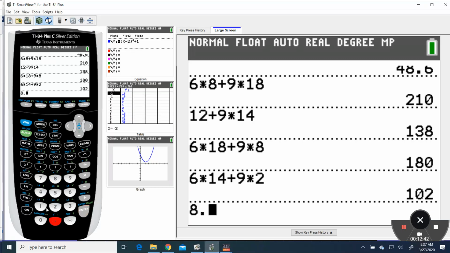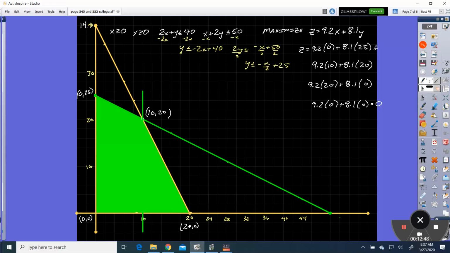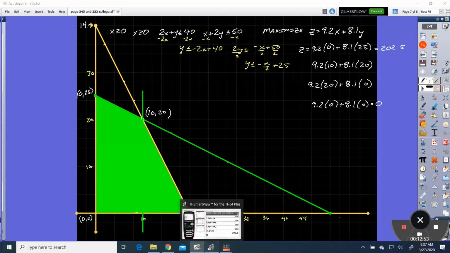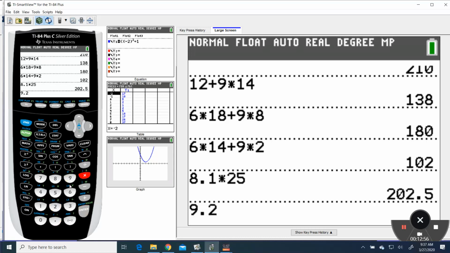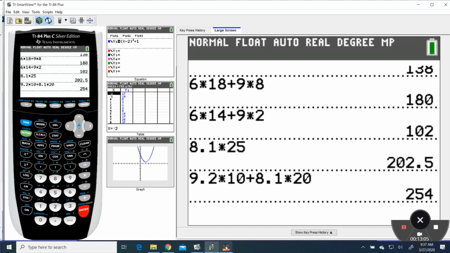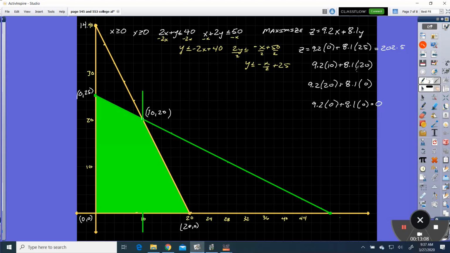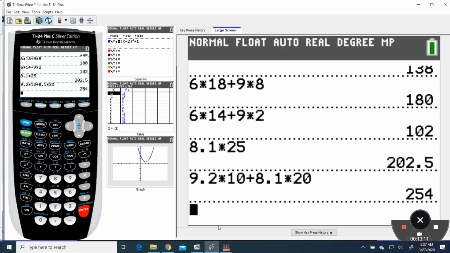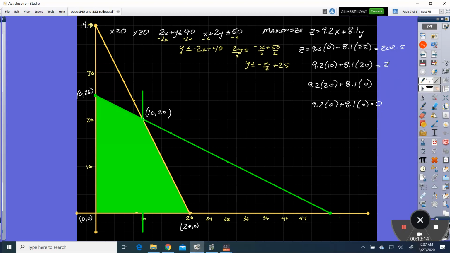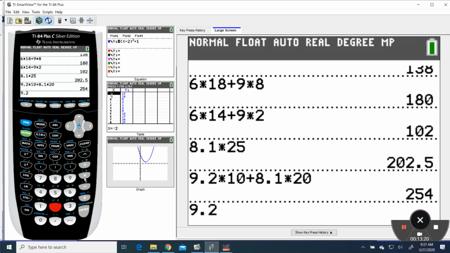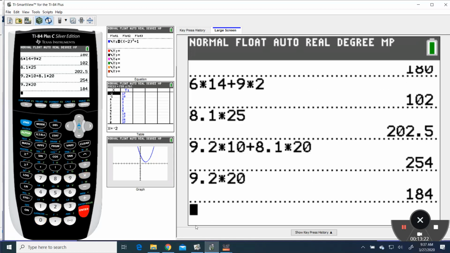8.1 times 25 is 202.5. 9.2 times 10 plus 8.1 times 20. So just make sure 9.2 times 10, 8.1 times 20. Okay, so that's 254. And the last one we have is 9.2 times 20. And that's 184.